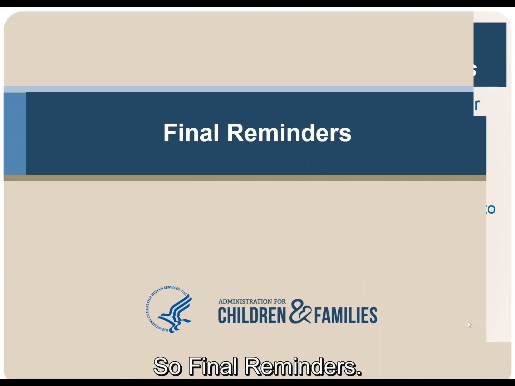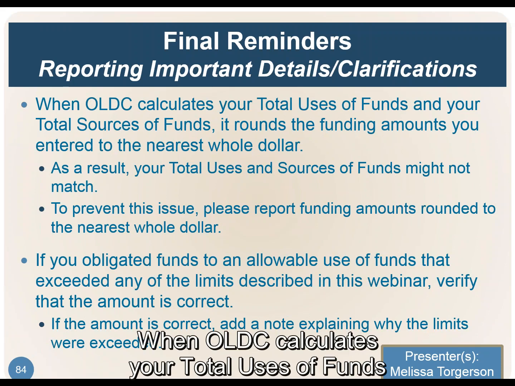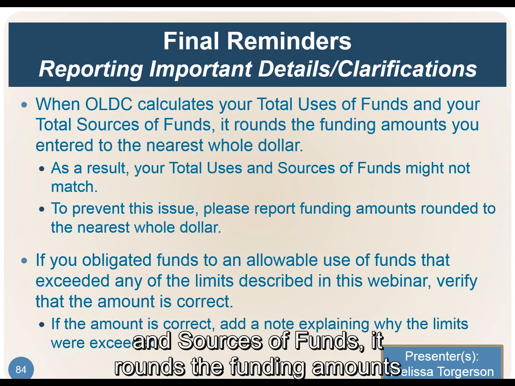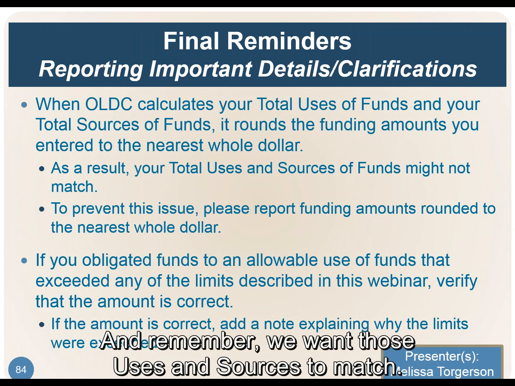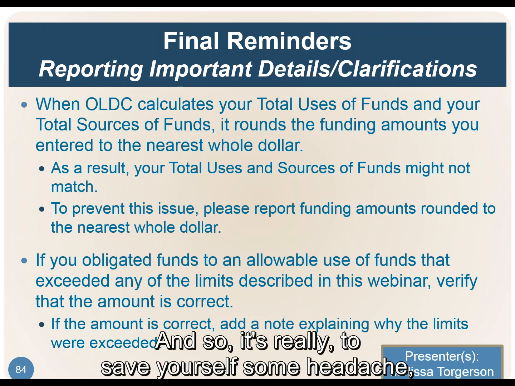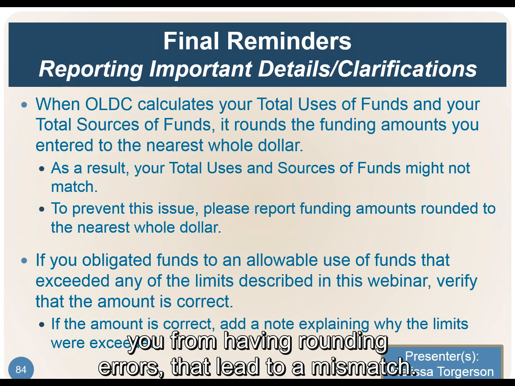So, final reminders. When OLDC calculates your total uses of funds and sources of funds, it rounds the funding amounts you enter to the nearest whole dollar. And remember, we want those uses and sources to match. So to save yourself some headache, report your funding amounts rounded to the nearest whole dollar, and that will keep you from having rounding errors that lead to a mismatch.